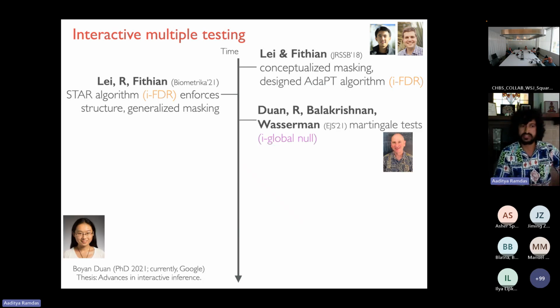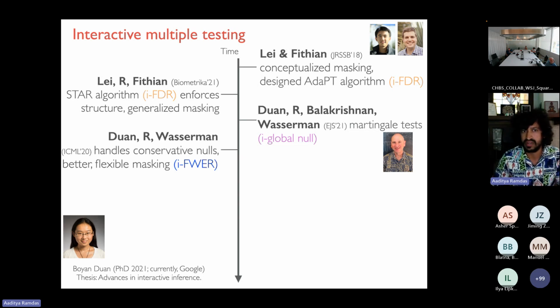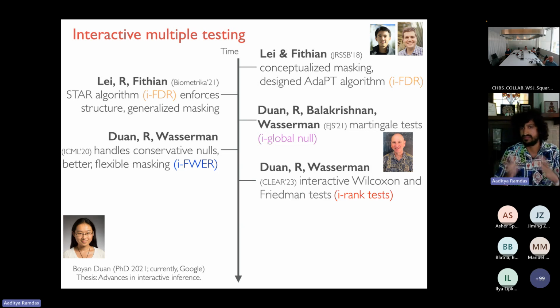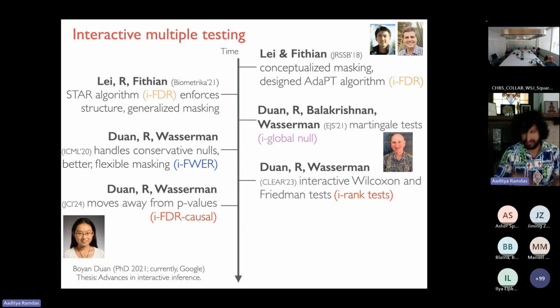And then my PhD student, Boyan Duan, got involved in this line of work, and she graduated a few years ago and is currently at Google. She started to take this forward to other problems other than interactive FDR control. So, for example, interactive tests for the global null, interactive family-wise error rate control, interactive Wilcoxon and Friedman type tests. And this is what I'll talk about today.